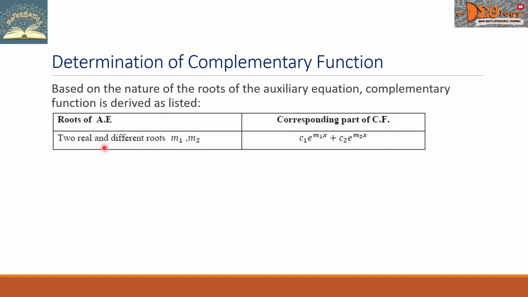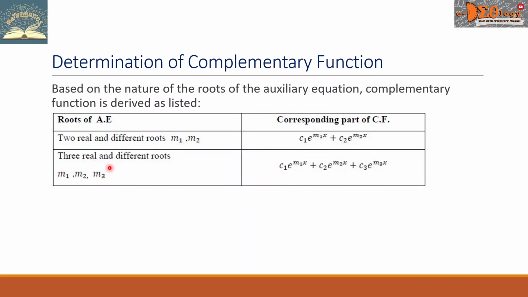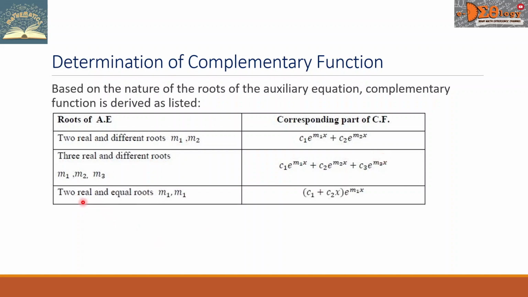Suppose we have two real and different roots. This is now the corresponding complementary function. C sub 1 times e raised to m sub 1 times x plus c sub 2 times e raised to the power m sub 2 times x. What about for three real and different roots? We have this c sub 1 times e raised to the product m sub 1 x plus c sub 2 times e raised to the product m sub 2 x plus c sub 3 times e raised to the product m sub 3 x.